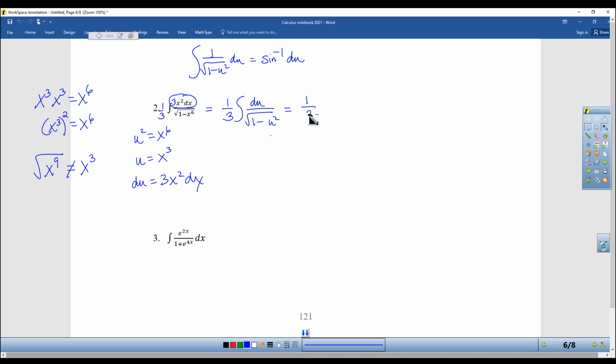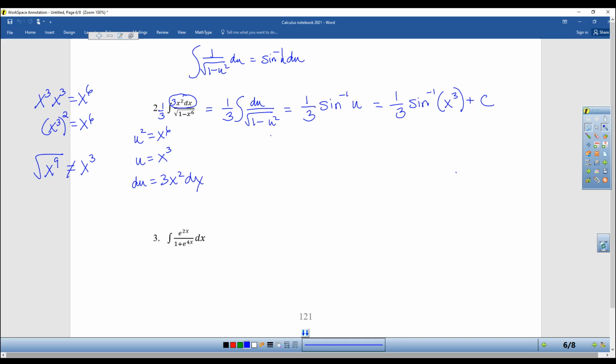Sometimes people don't like to show this next step. They like to jump straight to the answer. But you should take just a minute and write the u and then write the answer. It doesn't take that much more, but it does sometimes cause trouble for people. Inverse sine of x cubed plus c.